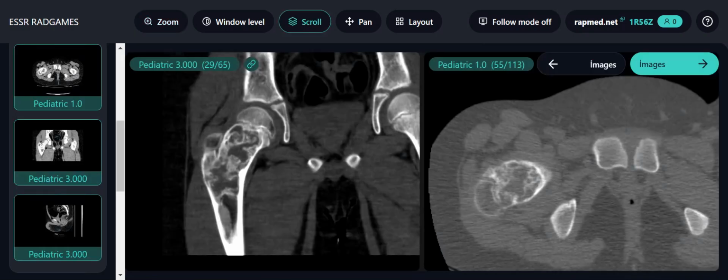CT images reveal a ground glass matrix here, which is characteristic of fibrous dysplasia. However, in this case, we also observe chondroid type matrix calcification. There is no periosteal reaction, soft tissue mass, or cortical destruction.